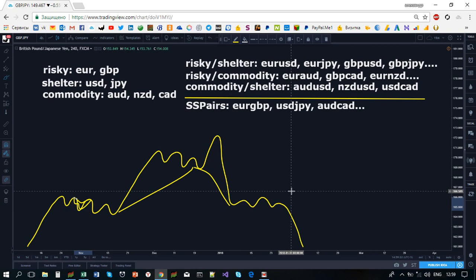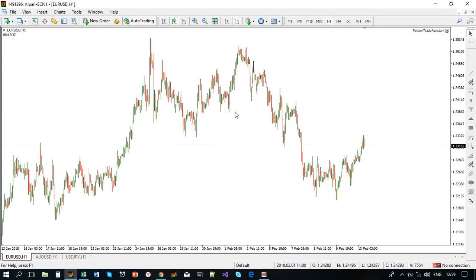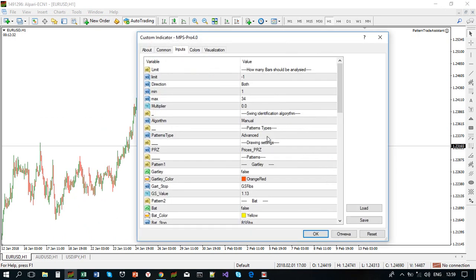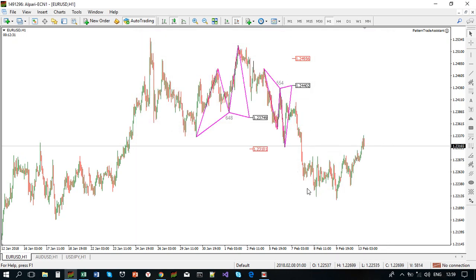And to show you what I mean, for example, if we go to the chart, yes, and let me go to my Monster Pattern Search Pro. This is the software that I have created. To do the backtest on history, you simply need to type -1 and do some other tweaks if you wish, and switch the algorithm from manual to, let's say, large. You see that? And the patterns are drawn automatically.